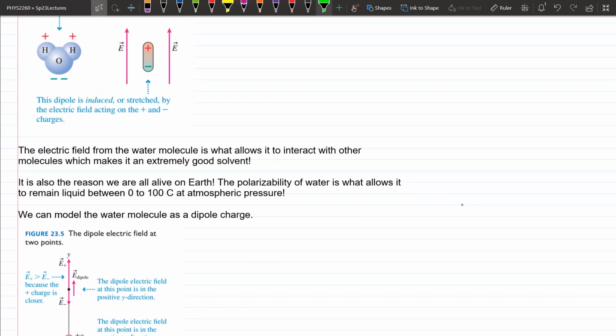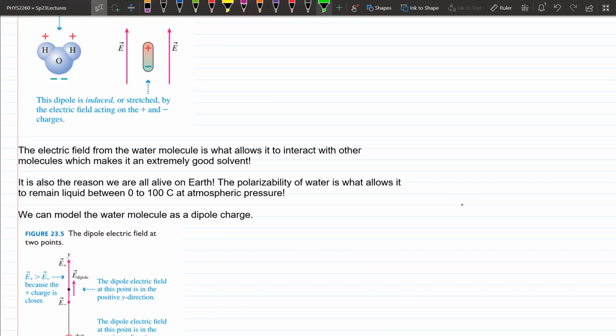The fact that it's a highly polarizable molecule makes it, first of all, liquid. Because usually molecules that have an atomic mass of about 18, which water does, are gases. Oxygen has an atomic mass of 32, nitrogen 28. Those are gases, right? They're just floating around. But water, even though it's lighter, somehow is liquid at room temperature. And the reason for that is because it's highly polarizable.